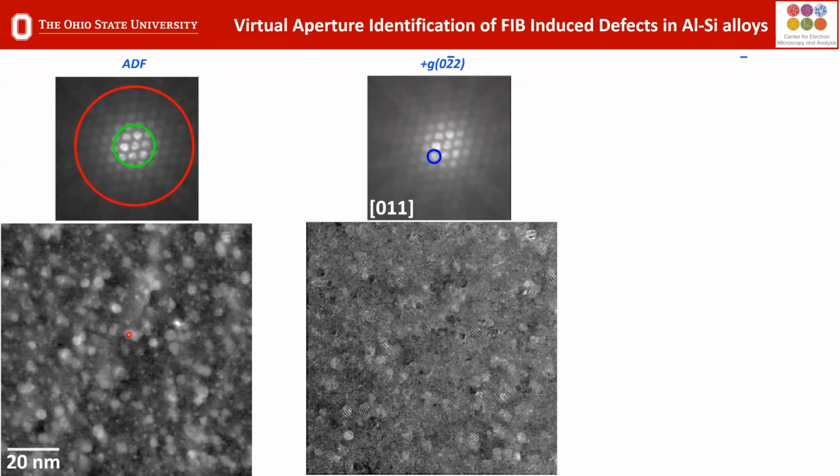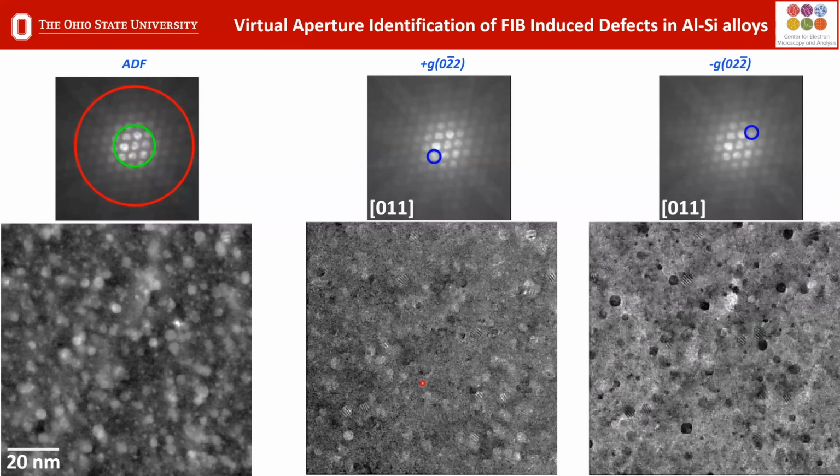If I place a virtual aperture at a G vector of the 0-bar-2-2, now I can see that I get rid of all sorts of information. And some of these circles actually start to look like zebras. I've got lines going across these zebras, these circles. That's interesting. And if you've ever looked at defect contrast, you might notice that as a beating contrast.